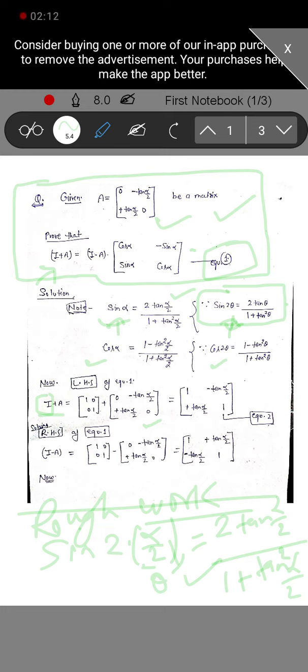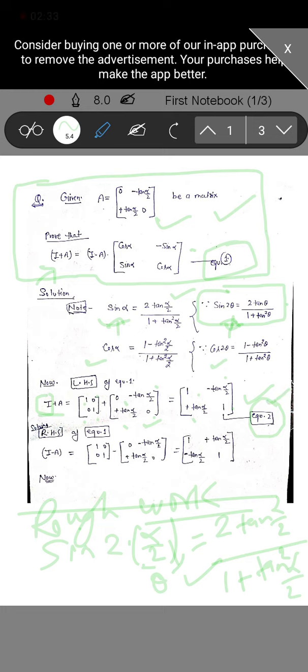When you add these matrices, 1 is added to 0, we get 1; 0 is added to minus tan alpha by 2, we get minus tan alpha by 2; 0 is added to plus tan alpha by 2, we get plus tan alpha by 2; and 1 is added to 0, we get 1. So I plus A is found to be this, and we note it as equation 2. Later we will use it.